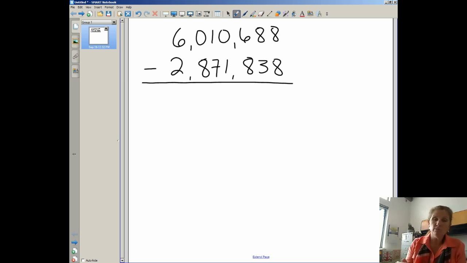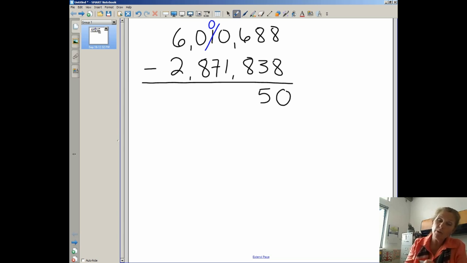And now we're just ready to subtract that. 8 minus 8 is 0. 8 minus 3 is 5. Here I cannot subtract 8 from 6. If I look one to the right, I can't borrow from that one either. So I have to borrow over 2, which turns that into a 0.